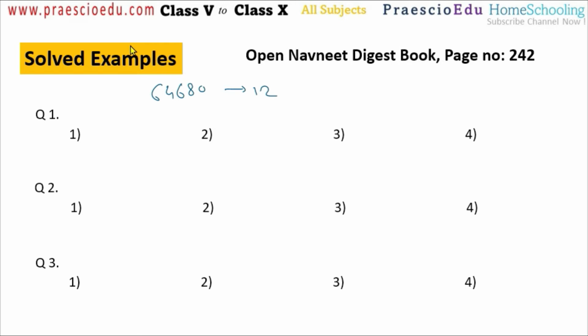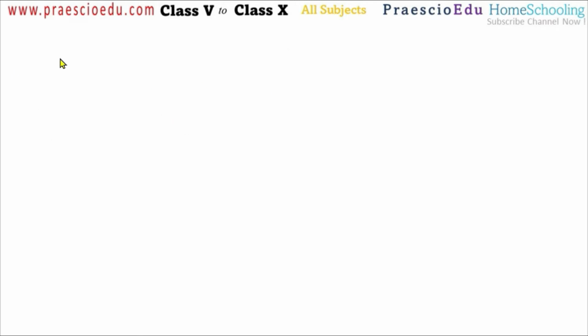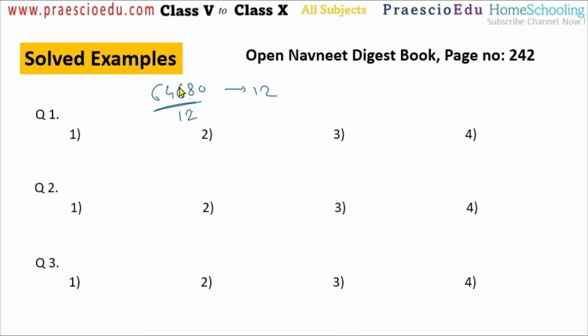This is the total amount, so we have to divide it by 12, and the answer will be the charge for one ticket, the charge per ticket. So 64,680 divided by 12. In regular mode we can do this like this, or in numerator-denominator format also.